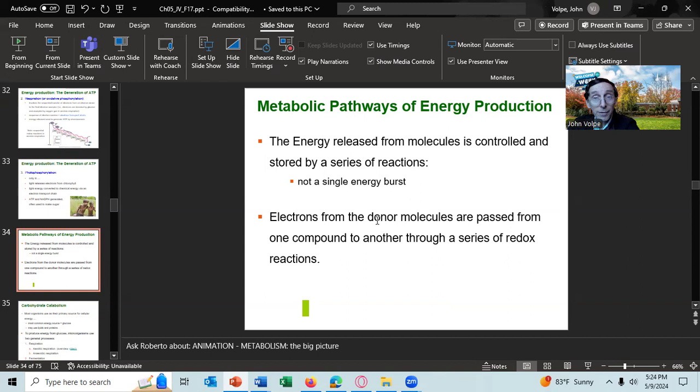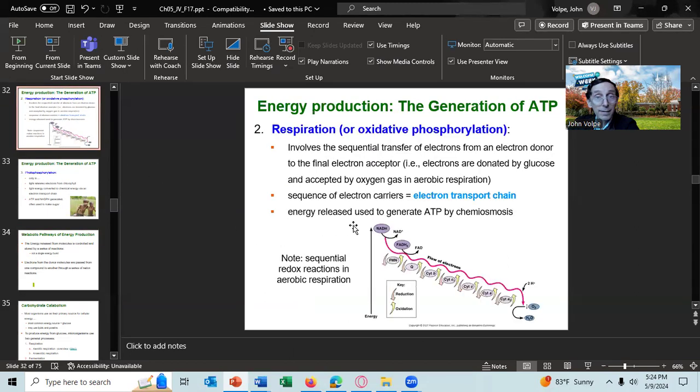So electrons from the donor molecule are passed from one compound to another through a series of redox reactions. And it's not shown here, but the electrons leave glucose and then go to NADH. NADH then brings it to this molecule. The electron then goes to this molecule and then flows from the one above to the one below. And then in aerobic respiration, the electron ends up flowing to oxygen. That's why it's called oxidative phosphorylation or aerobic respiration.